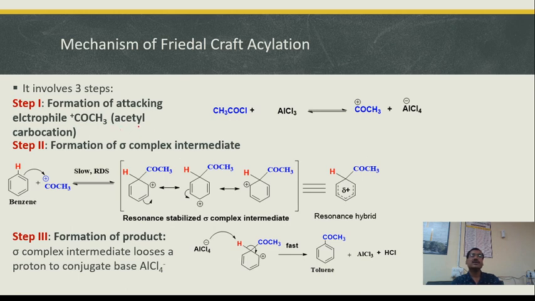So here you need an acyl carbocation. Acyl carbocation can be prepared by treatment of acyl chloride with AlCl3. This Cl minus will be taken away by Al and you will get AlCl4 minus and you will get COCH3, which is the acyl carbocation. This will attack on the benzene ring resulting in the formation of a sigma complex intermediate. I will not spare my time in explaining how the sigma complex intermediate is formed because we have already considered it in the previous mechanism. You will get a resonance hybrid, and in step 3 eventually AlCl4 minus will take away the proton, regenerating the aromaticity of the benzene ring to form toluene.